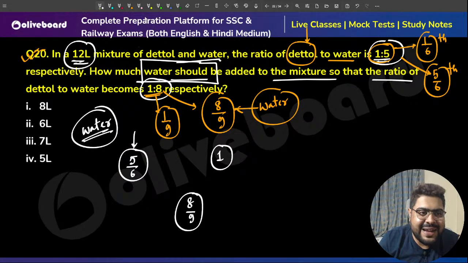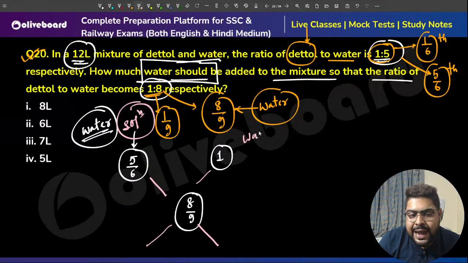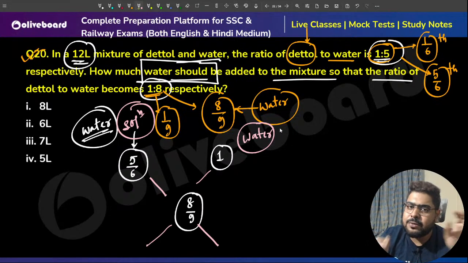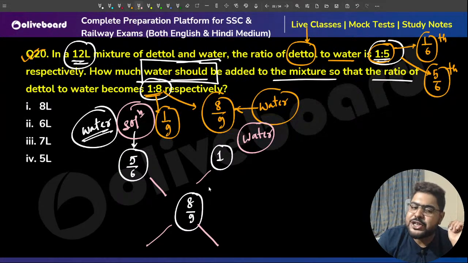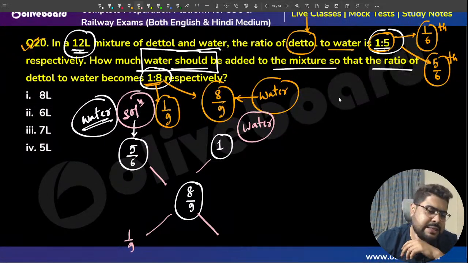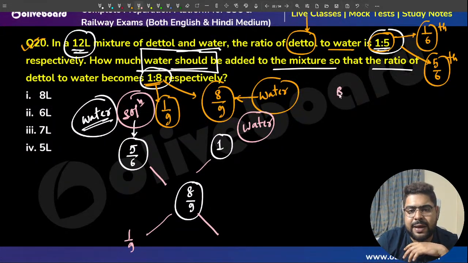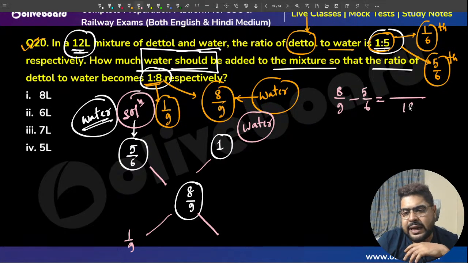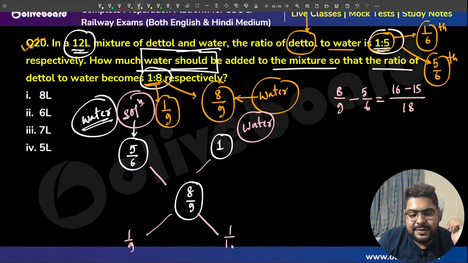So can I now use my alligation? This was the solution. This was the water addition. This is the part where I'll add the water. So how will the ratio come out, sir? 8 by 9 minus 5 by 6. 9 twos are 18, that is the LCM. 16 minus 15, so 1 by 18, sir. So do the ratio. It is 2:1.